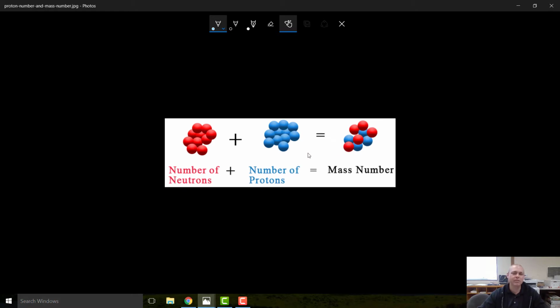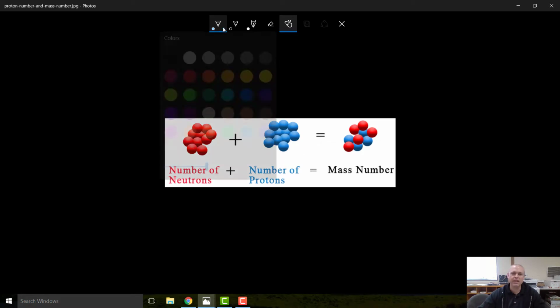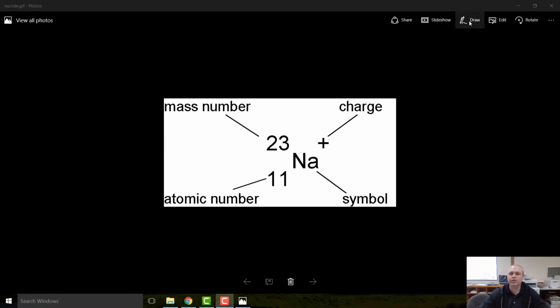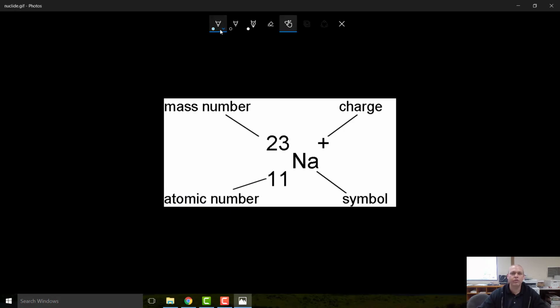When we saw helium before, helium had 2 protons in the nucleus, and it also had 2 neutrons in the nucleus. So we add the 2 neutrons to the 2 protons, and helium would have a mass number of 4. Okay? So pretty straightforward. Okay, so the next step is to do a few practice problems with what we know.